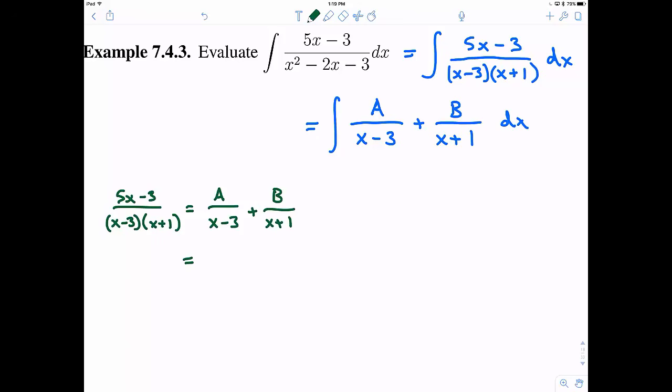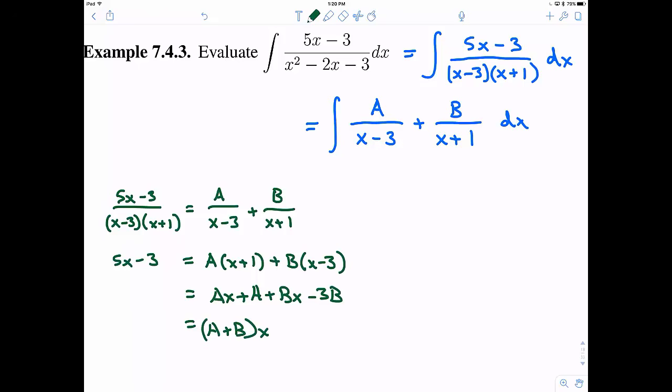There are a couple different ways we could go about solving this. We could get a common denominator first, but I'm just going to multiply through by the LCD. If I do that, the left-hand side just becomes 5x - 3, and on the right-hand side, the x - 3's cancel out for the A term, and the x + 1's cancel out for the B term. So I'm left with A times (x + 1) plus B times (x - 3). Go ahead and distribute that through.